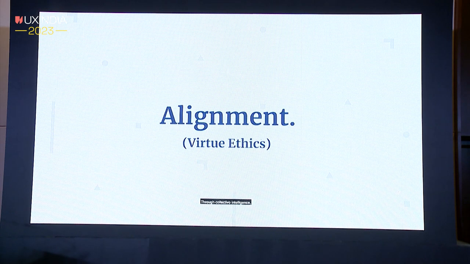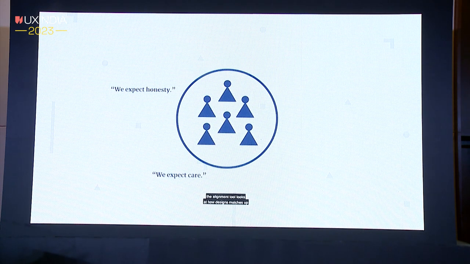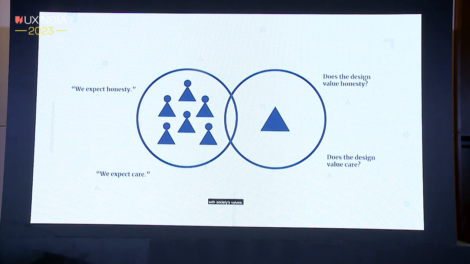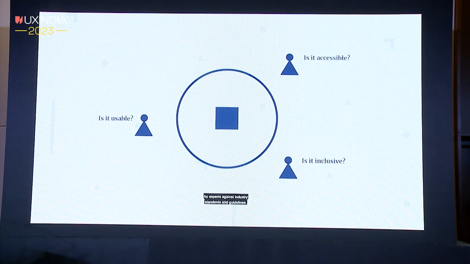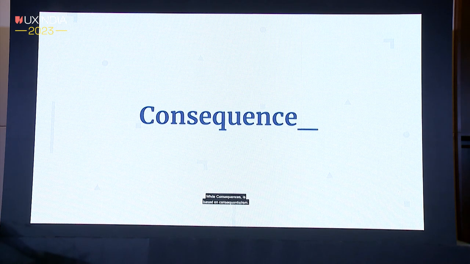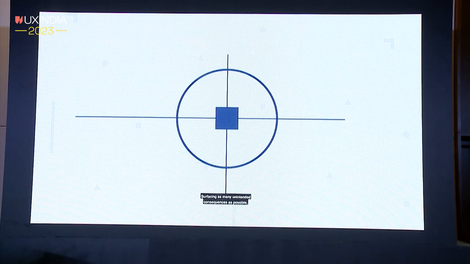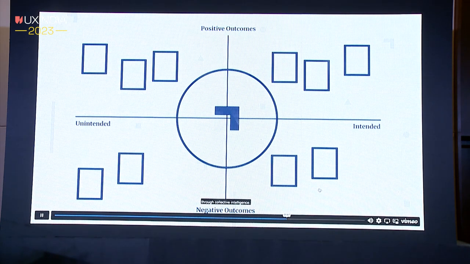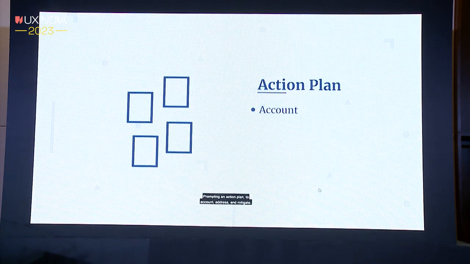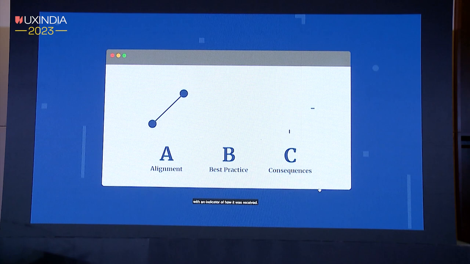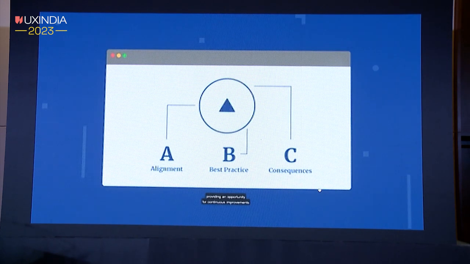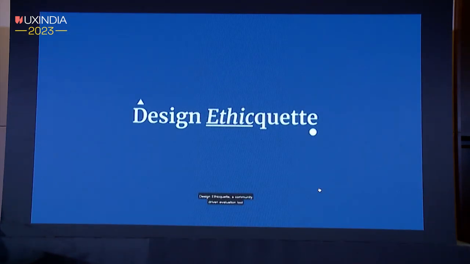Alignment is based on virtue ethics. Through collective intelligence, the alignment tool looks at how designs matches up with a society's values. Best practice is based on duty ethics, where designs are evaluated by experts against industry standards and guidelines. While consequences is based on consequentialism, surfacing as many unintended consequences as possible through collective intelligence, prompting an action plan to account, address, and mitigate. Through the ABC metric, designs are then fed back to designers with an indicator of how it was received, providing an opportunity for continuous improvements and mitigating negative impacts. Design Etiquette, a community-driven evaluation tool for facilitating ethical outcomes.